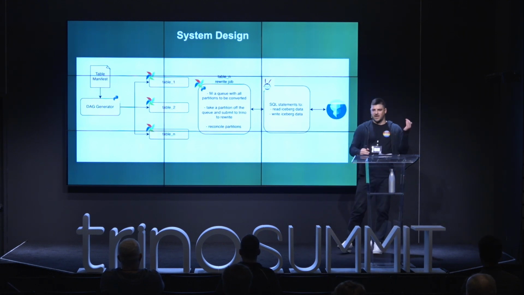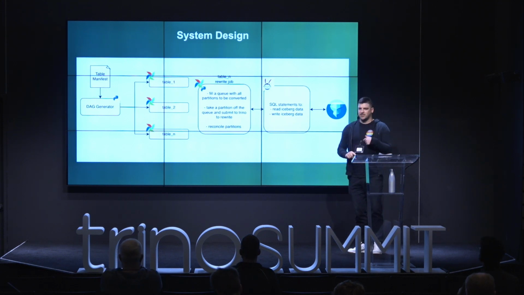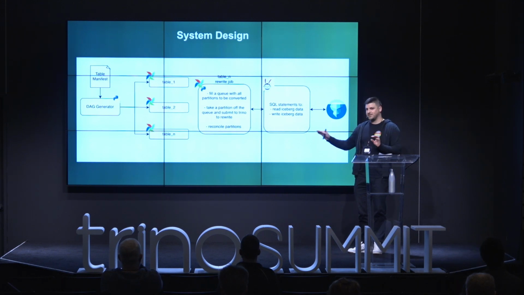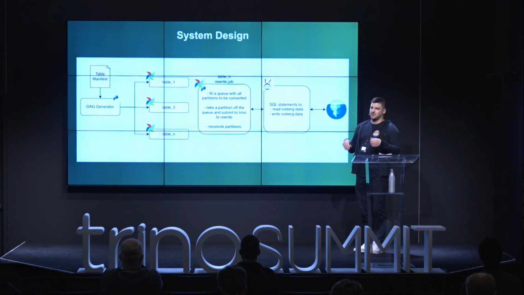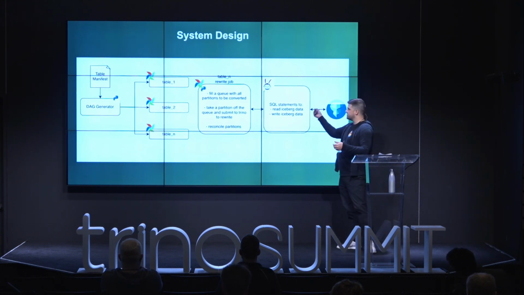That Python script has 3 major tasks that it does. The first one is a diff between the old table and the new table, and it figures out which partitions don't exist in the new table yet. It takes that list of partitions and fills the queue. Then it starts up workers, and those workers start submitting queries to Trino to migrate the data set partition-wise.